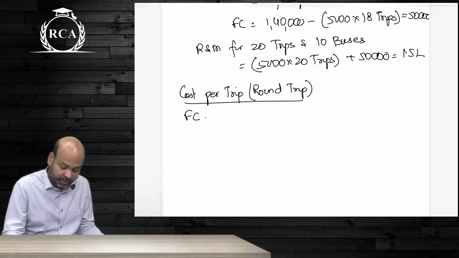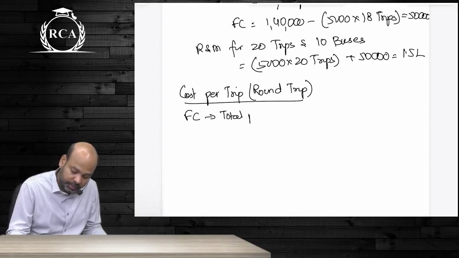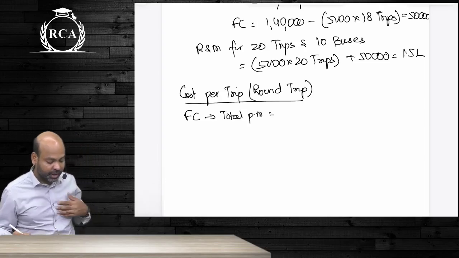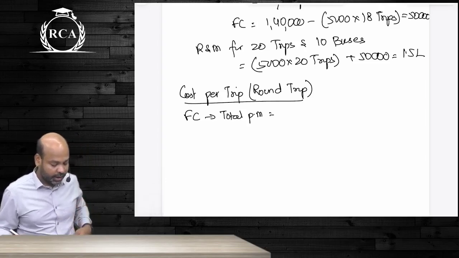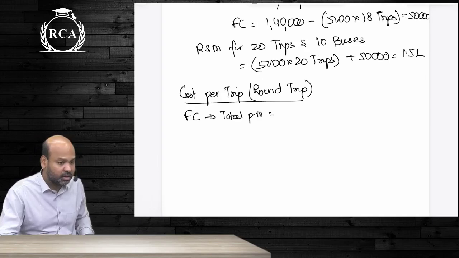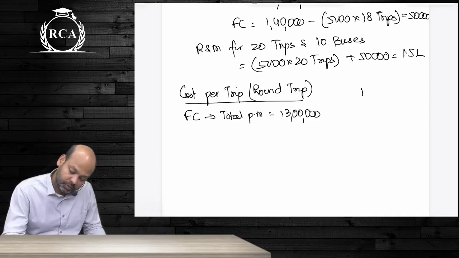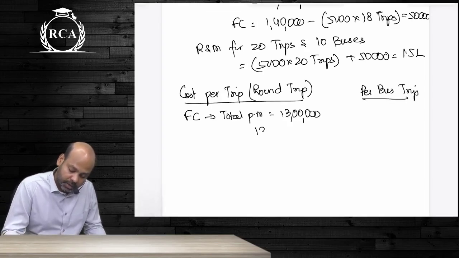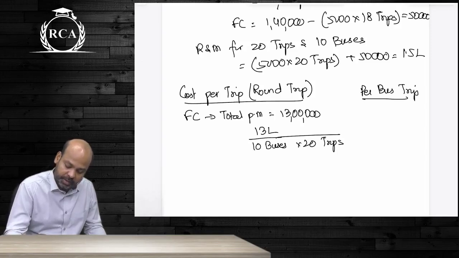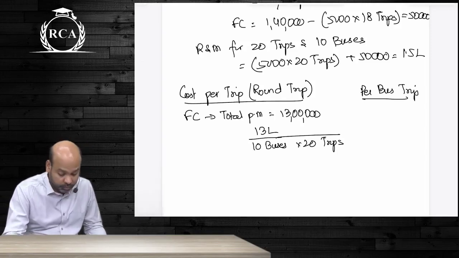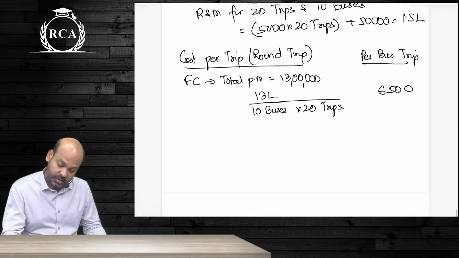Fixed cost guys. Total कितना है per month? Can you add all of them? 7 lakh 50, 9 lakh, 10 lakh, 13 lakh. Huh? 13 lakhs. So per bus per trip बेटा कैसे करूँगा? 13 lakhs divided by 10 buses into how many trips? 20 trips per bus. 6,500 fixed cost. Crazy beta.